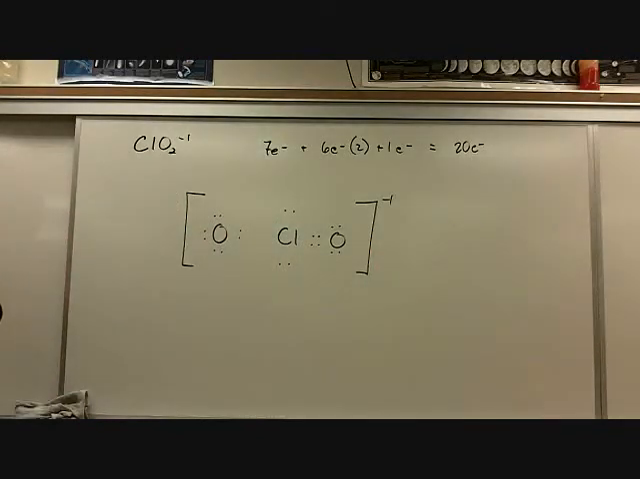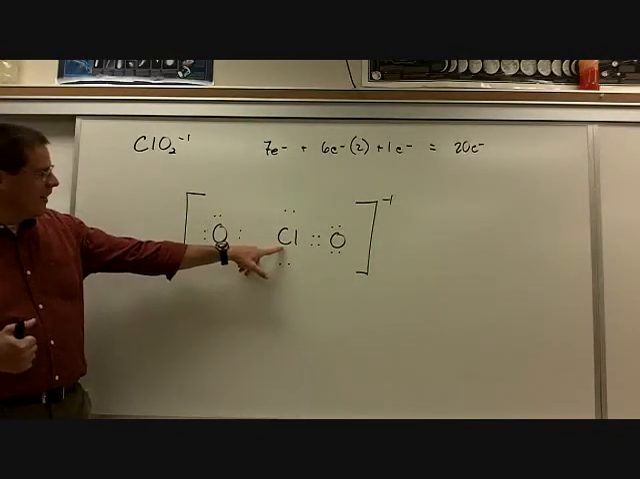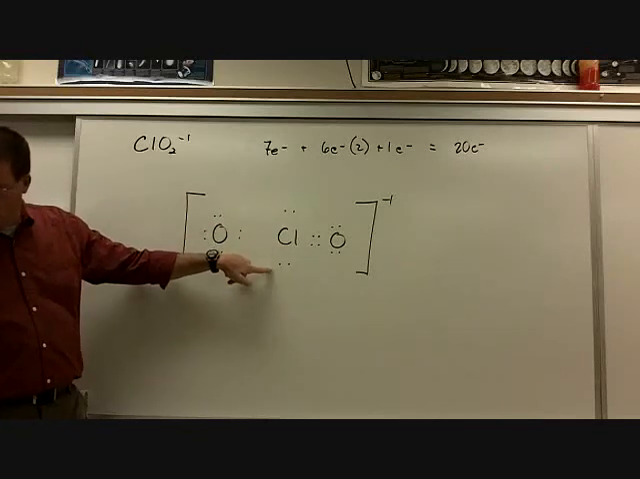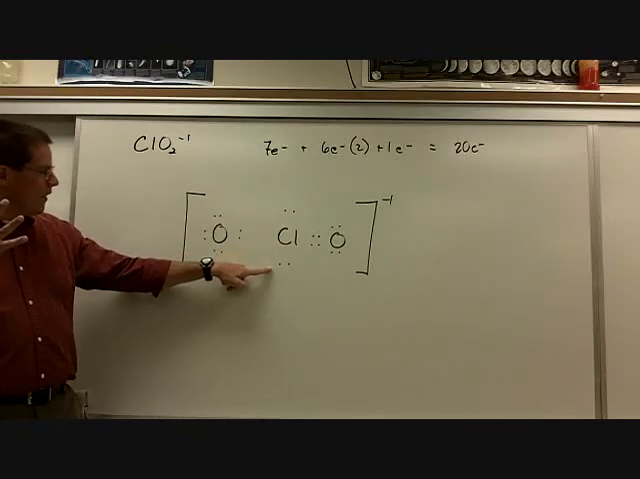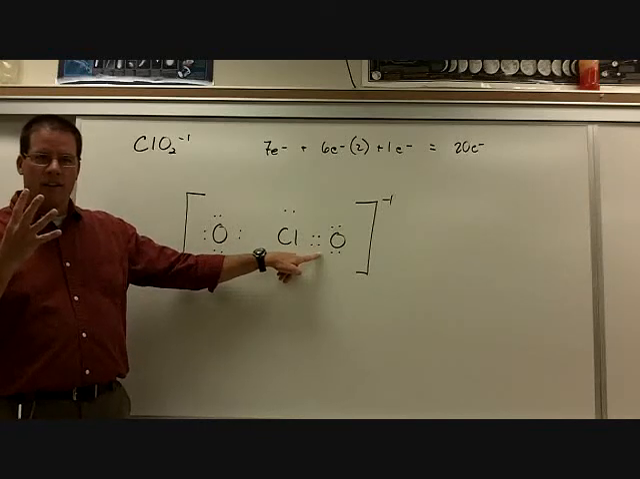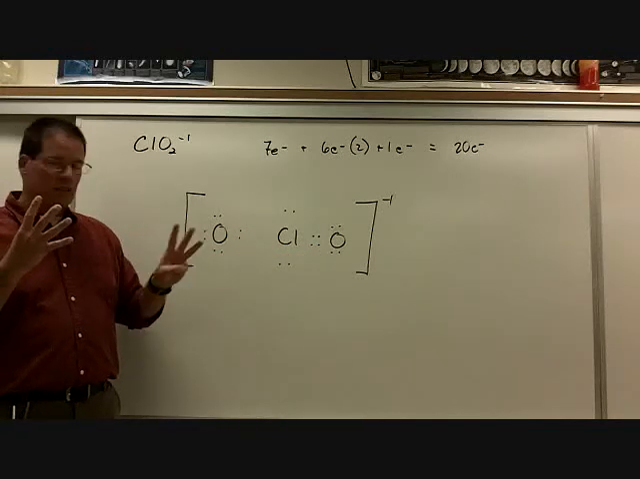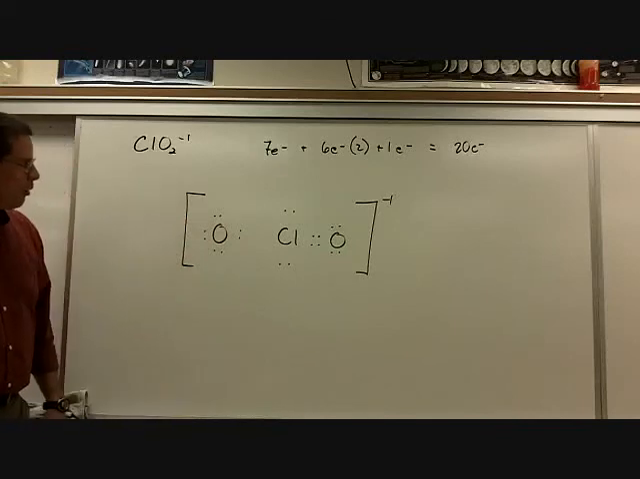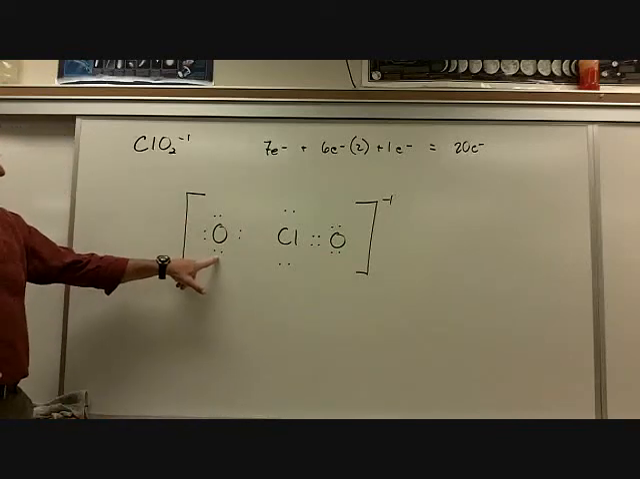Real quick, let's do our formal charge calculation. How many lone electrons on chlorine? 4. How many are shared? So half of that is 3, so 7. How many valence electrons? 7. 7 minus 7, so we're rolling. And the oxygen has a negative 1.